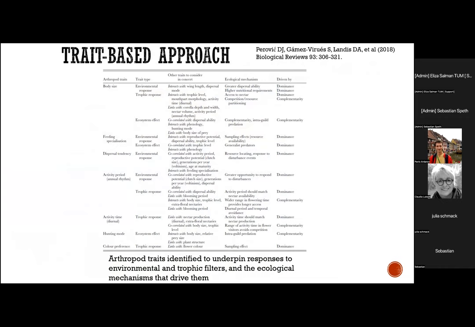And here is another example which shows a benefit of this trait-based approach. If you know only the body size and nesting habitat of your insect, you can already quite well predict pest suppression in your system, rather than if you just know the species identity of your beneficial insects.